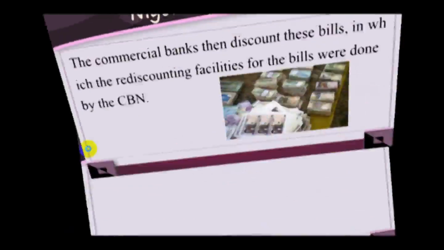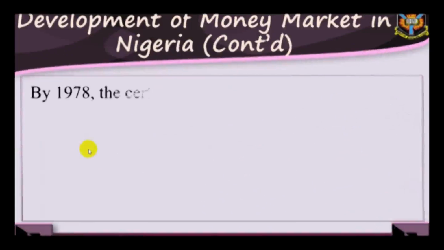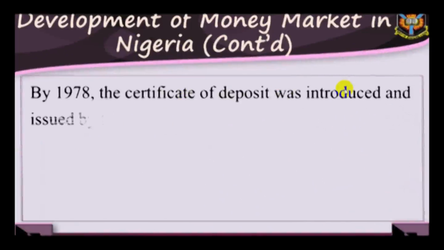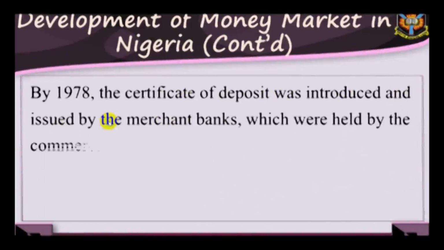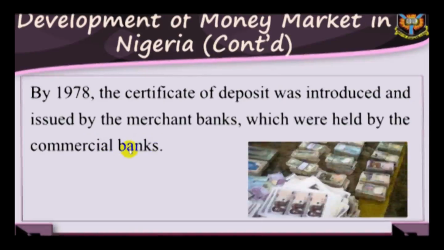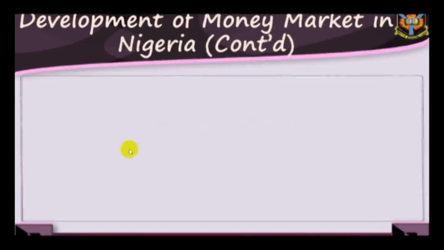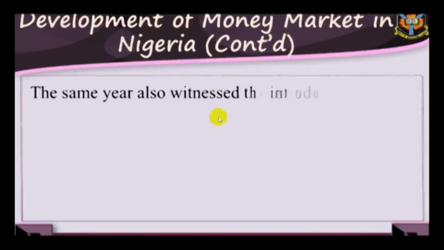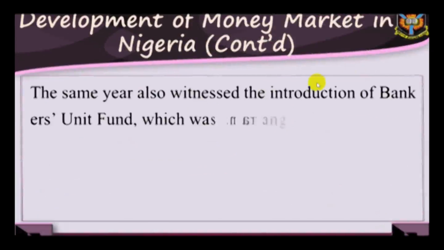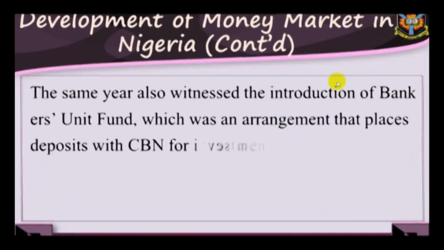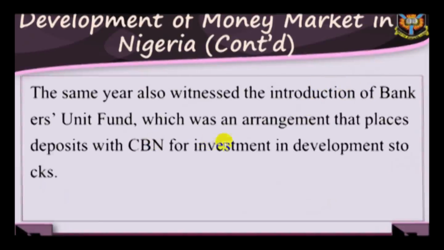By 1978, the certificate of deposit was introduced and issued by the merchant banks, which were held by the commercial banks. The same year also witnessed the introduction of the Bankers Unit Fund, which was an arrangement that places deposit with CBN for investment in available development stocks.